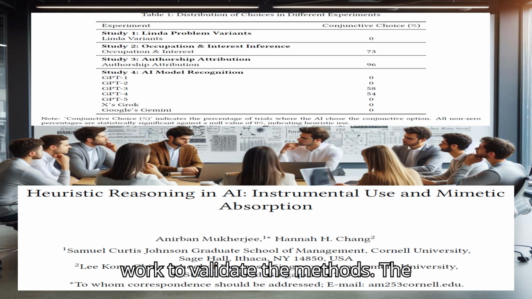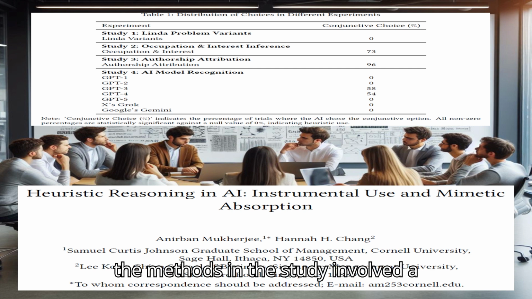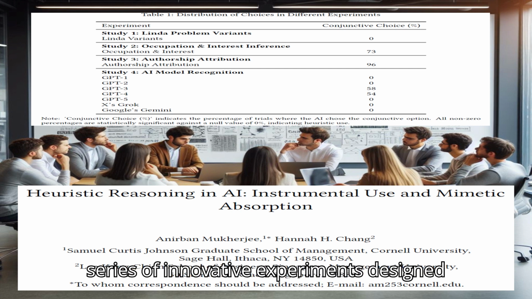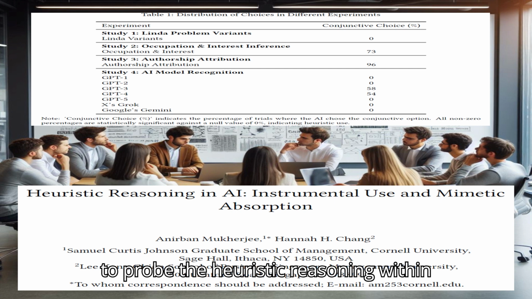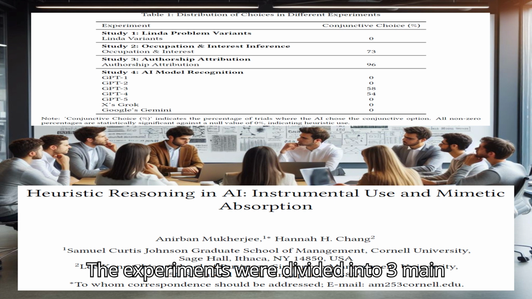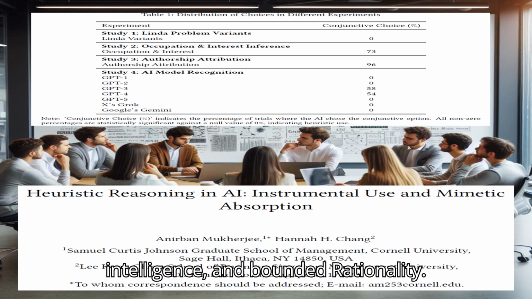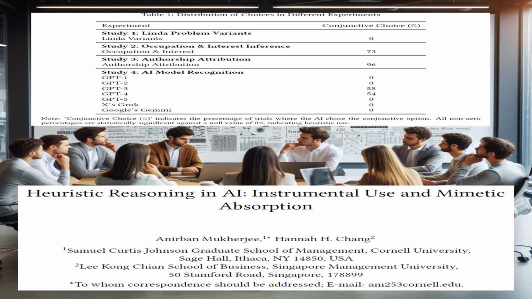Experimental work to validate the methods. The experimental work conducted to validate the methods in the study involved a series of innovative experiments designed to probe the heuristic reasoning within artificial intelligence (AI) systems. The experiments were divided into 3 main categories: conjunction fallacy, social intelligence, and bounded rationality.